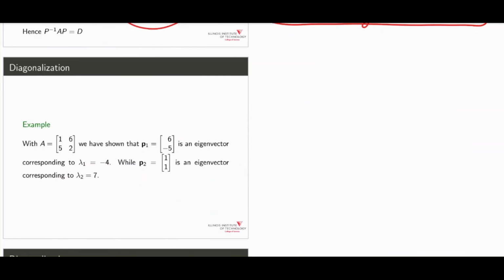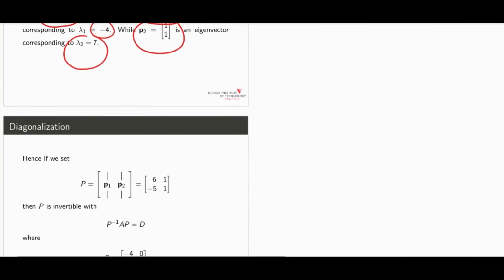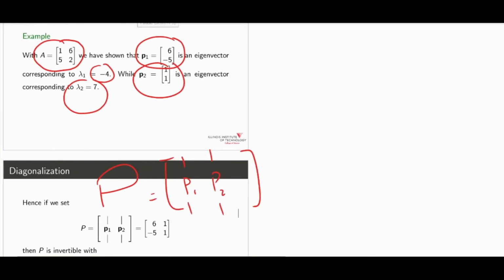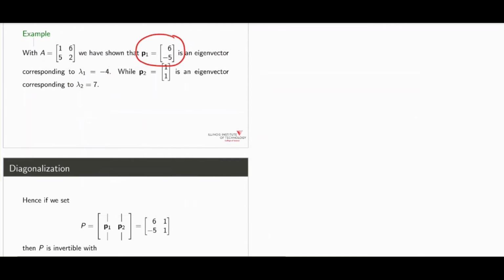All right, let's look at this particular example. So you have a matrix A, and we can show that this P1 here is an eigenvector corresponding to this eigenvalue, and P2 here is an eigenvector corresponding to this eigenvalue. Now if you construct your P, if you make P1 the first column of this matrix and P2 the second column, then it is invertible. Why is that so? Because P1 and P2 here are actually linearly independent.